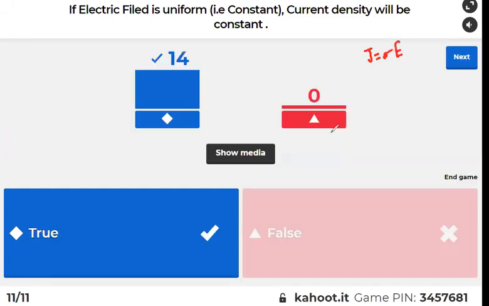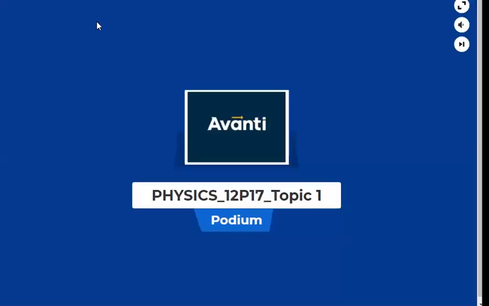Yes or no? Tell me. Did I tell you that sigma is a constant which depends only on material and temperature? So if E is constant, obviously J is constant. Yes or no? I hope all of you got this. Right? Theek hai? Chalo.